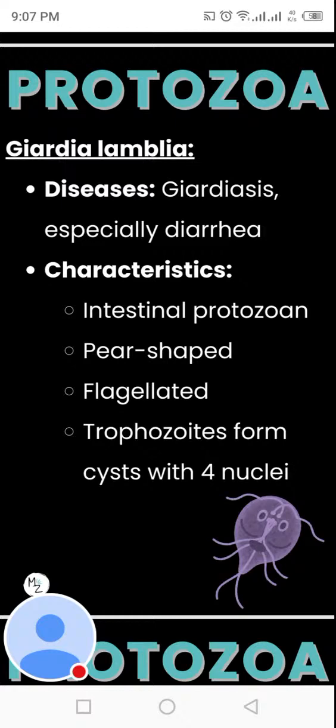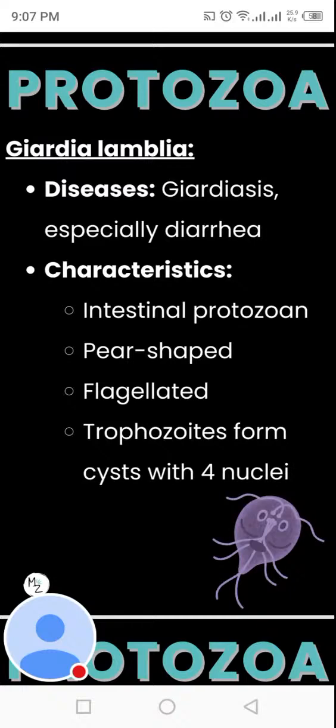So if it ends with "-asis", we'll recognize this as a parasitic disease. Giardiasis is a diarrheal disease, a kind of diarrhea which is watery but not bloody and is foul smelling, and it has certain symptoms. We'll talk about that in the clinical findings section, so stay tuned for that. Now let's talk about the characteristics of Giardia lamblia.